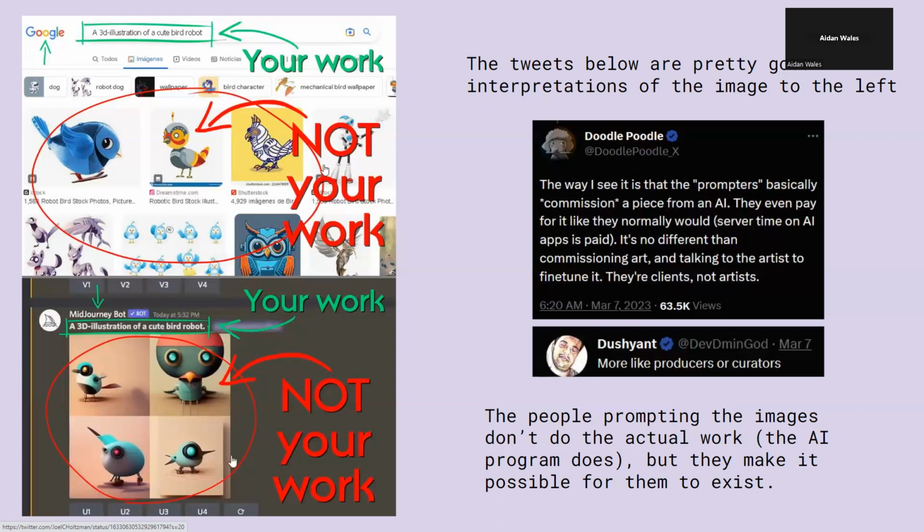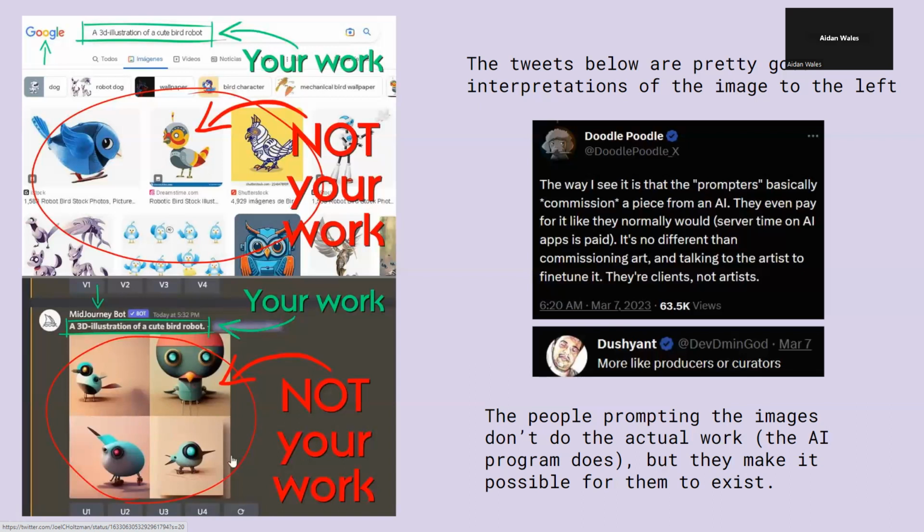Because this wouldn't exist without the human input, right? And every single image is unique, by the way. You never get the same results twice. So is it real? Is it really your art? Is it not? I think that's honestly kind of impossible to say.